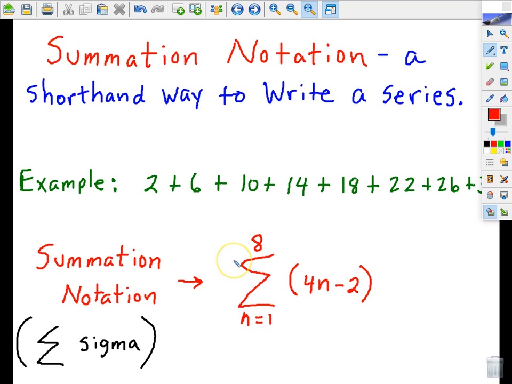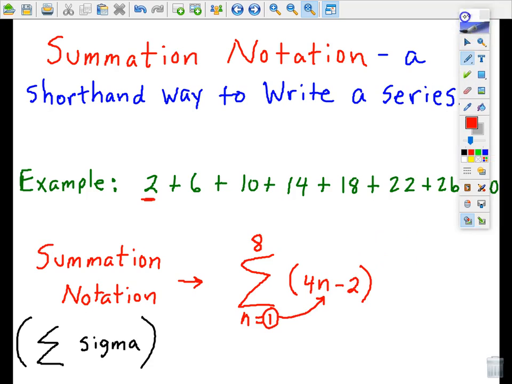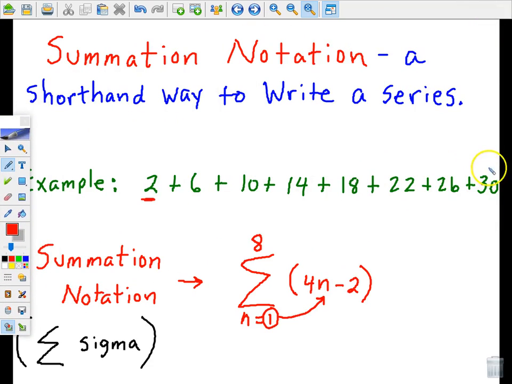Okay, I just wanted you to see this and how it relates to this series. For example, let's just take this bottom number 1 and use that as an input. If we put 1 in for n and do the math, we get 4 times 1 minus 2. Well, what we found here is the first term, which is 2. 4 minus 2 is 2. You can't see my number over here. It's kind of chopped off, but the last number of this series is 30.